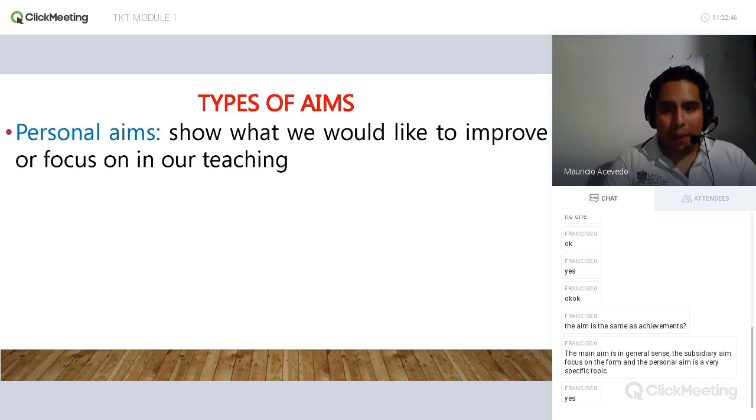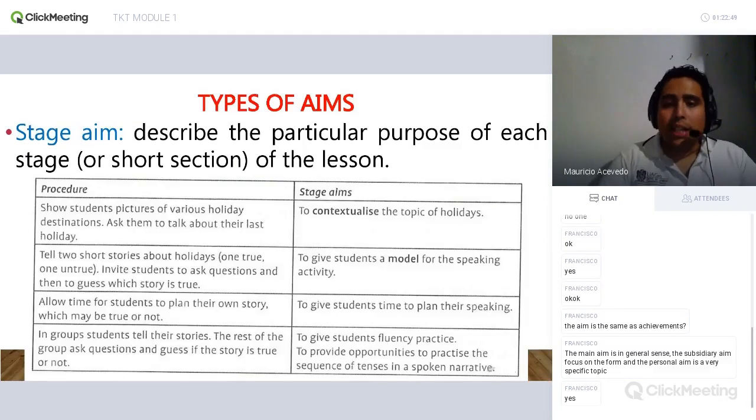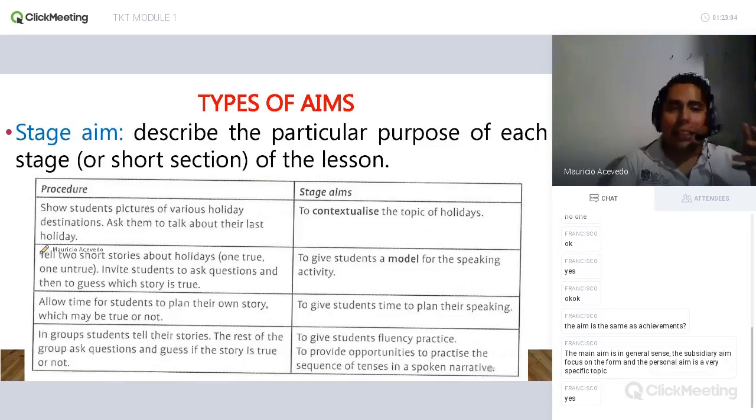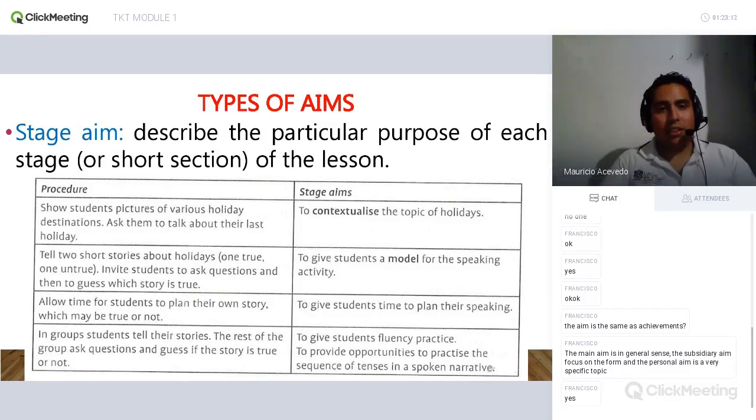Okay, Francisco? Very good. Sometimes, not all the time, there are some that are called stage aims. This describes the particular purpose of each stage or short section of the lesson. So in this case, you have activities, you have a procedure, Francisco. Each of these activities might also have its own aim. So you have a task or an activity and you have an objective for this task. Here we have an example: procedure, activities, stage aims, the achievements.